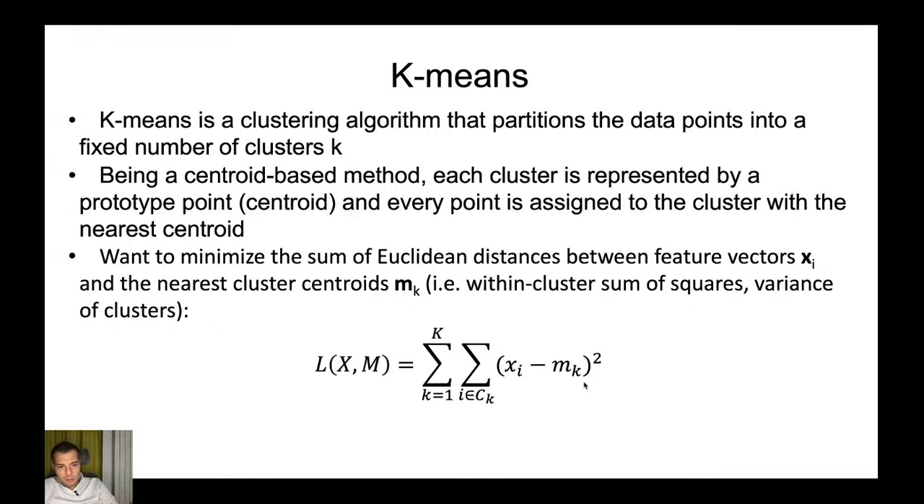k is the index of the cluster and i is the index of the example. And here we consider all the indices that belong to cluster Ck. So Ck is a cluster assignment.